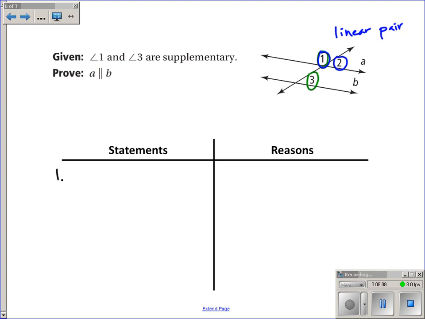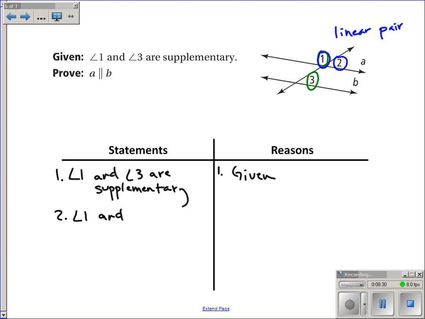Our first statement is the given. Angle 1 and angle 3 are supplementary. And the reason is it's given. The next statement is about angles 1 and 2. Angle 1 and angle 2 are supplementary, and the reason for that is the linear pair theorem.